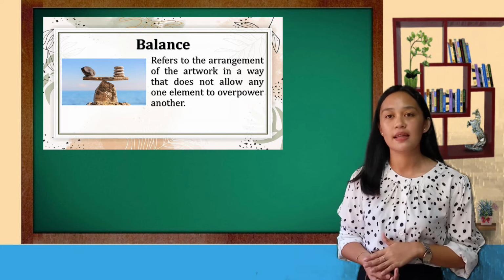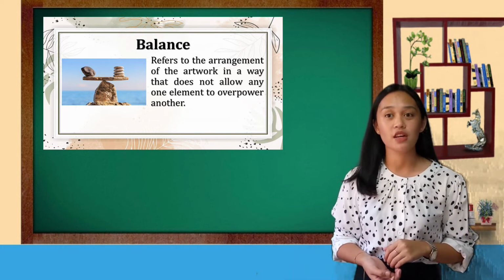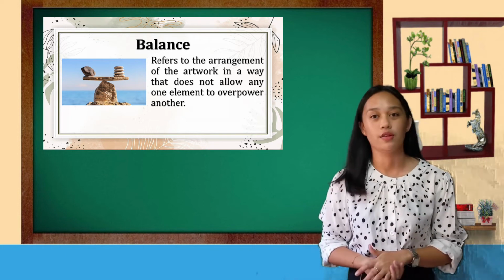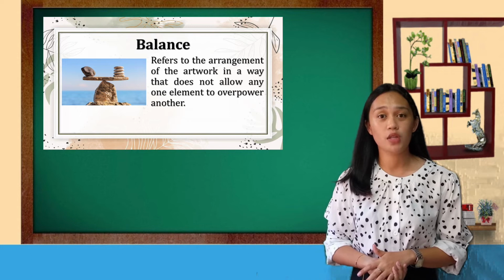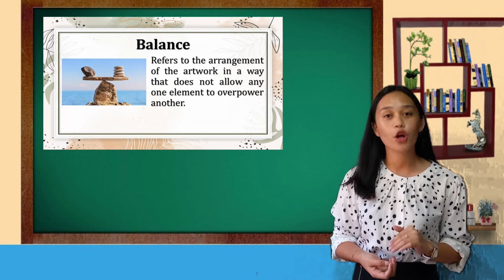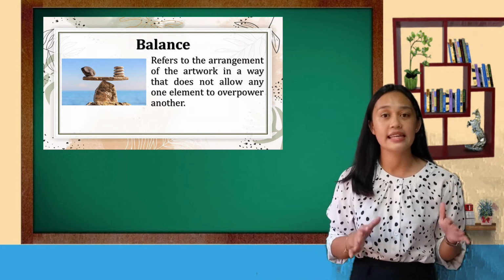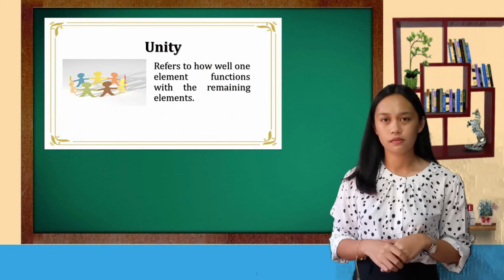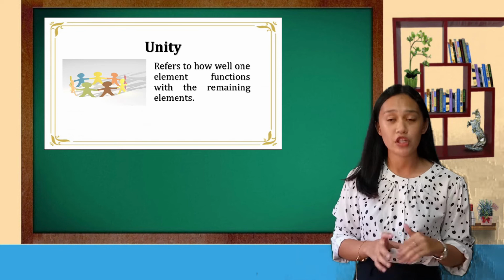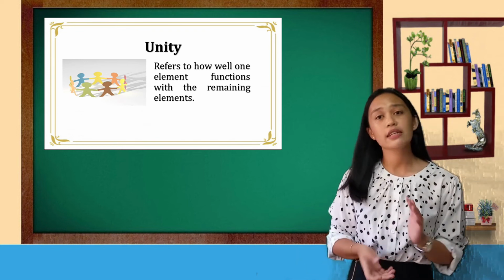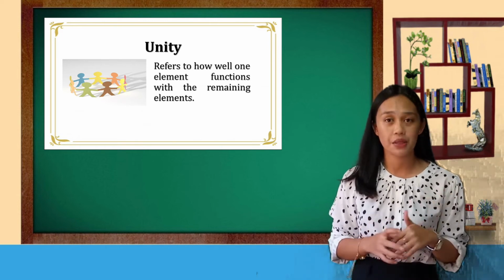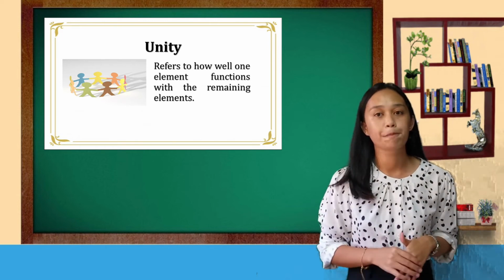So first, balance. Balance refers to the arrangement of the artwork in a way that does not allow any one element to overpower another. Balance in art refers to the use of artistic elements such as line, texture, color, and form in the creation of artworks in a way that renders visual stability. Unity. Unity refers to how well one element functions with the remaining elements. Unity refers to how different elements of an artwork or design come together and create a sense of wholeness.